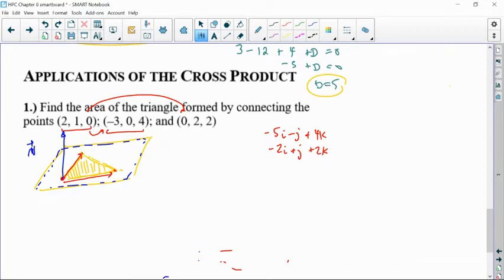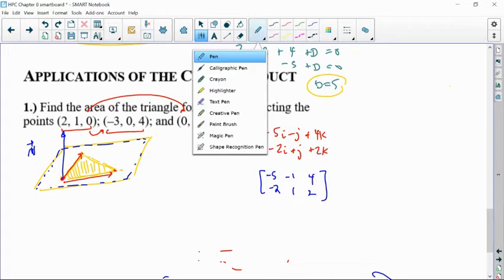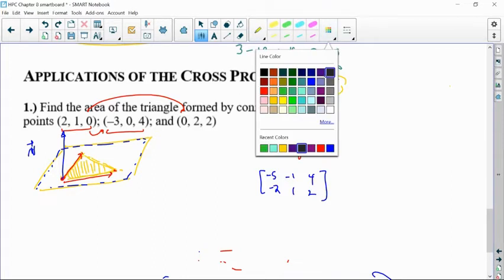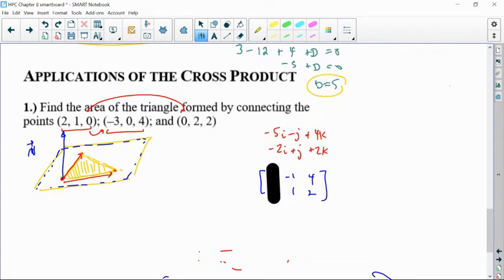So let's find this blue normal vector. I'd like to remove the i, j's, and k's and just look at the coefficients: -5, -1, 4, -2, 1, and 2. Then we will block out the first column. I'll take a nice dark highlight color here. We'll do our cross product.